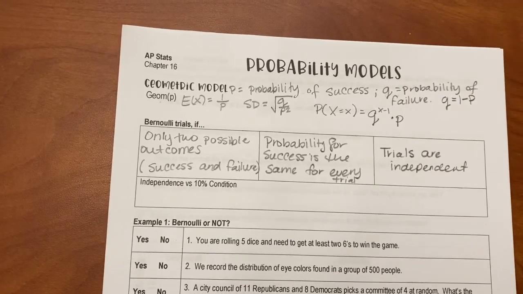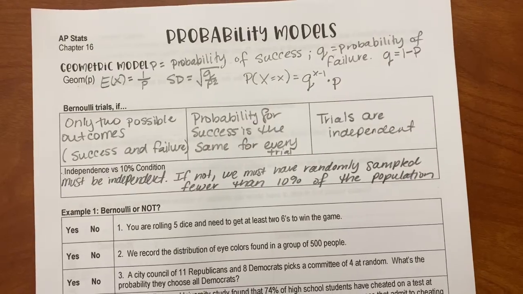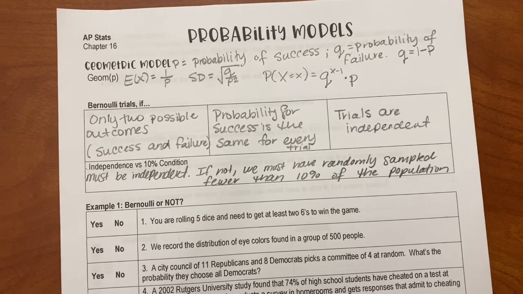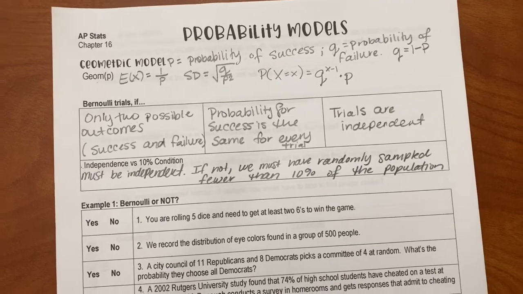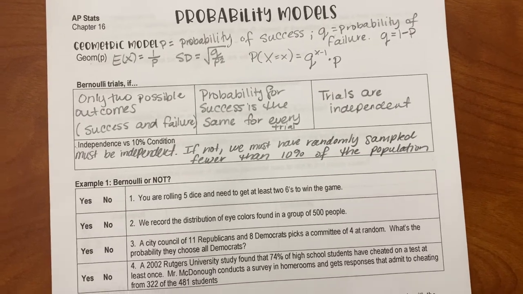Next, we're going to discuss the independence versus 10% condition. So in the event that our trials are not independent, we want to make sure that we have randomly sampled fewer than 10% of the population before we can proceed.